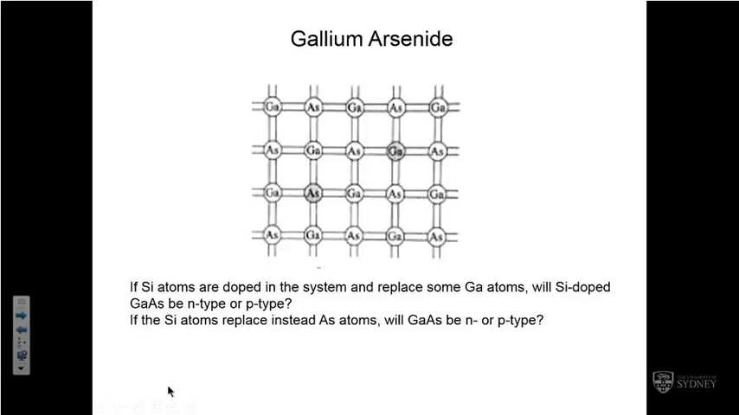So conversely, you can probably already guess the answer. If we put the silicon atoms on an arsenic site, will doped gallium arsenide be N or P-type in this case? Yes, P-type. Because silicon has only 4 electrons in its valence and arsenic has 5. So we're just one short. So there will be a hole in our material.